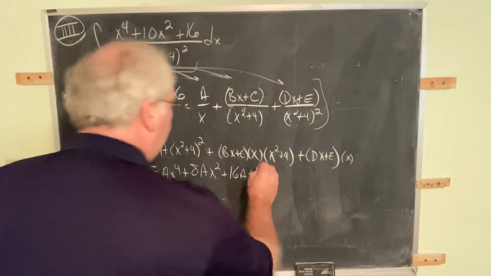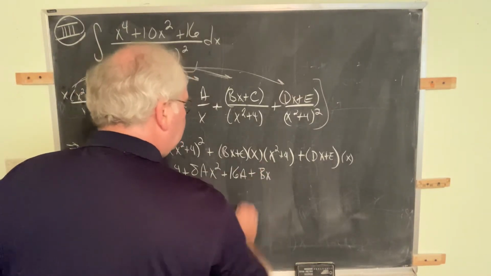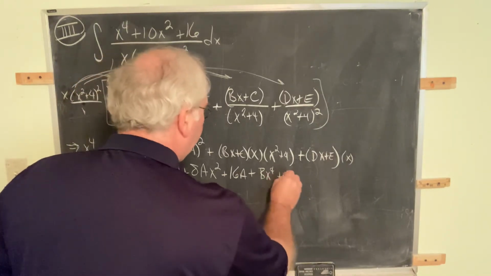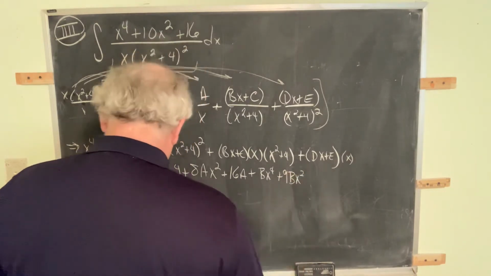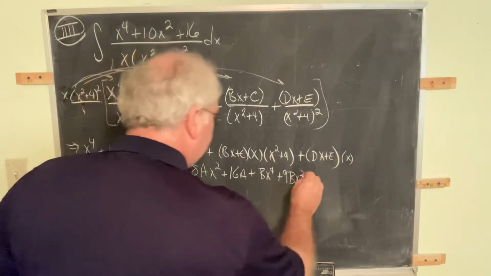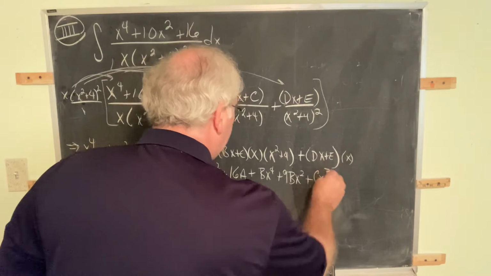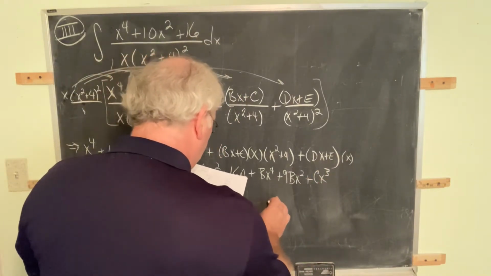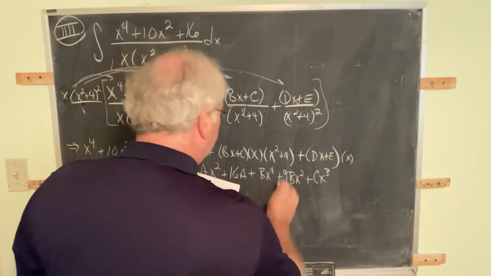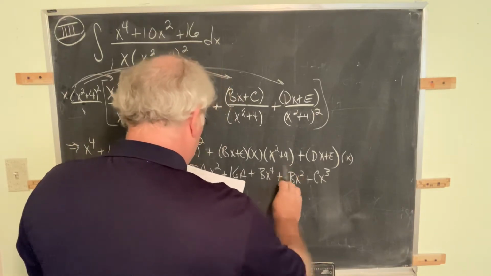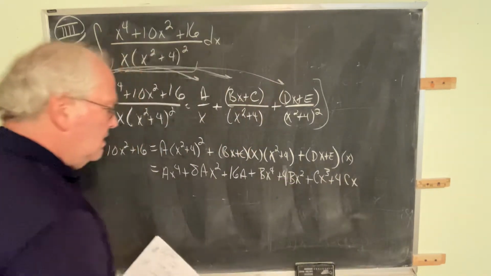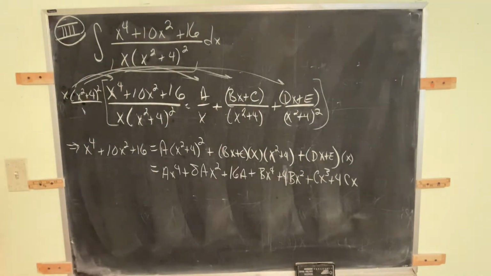This is Bx to the 4th. Is that right? Plus 9Bx squared. And then we have plus Cx to the 3rd. And then plus 4Cx. I'm sorry, this should be a 4. So I believe that's accurate.